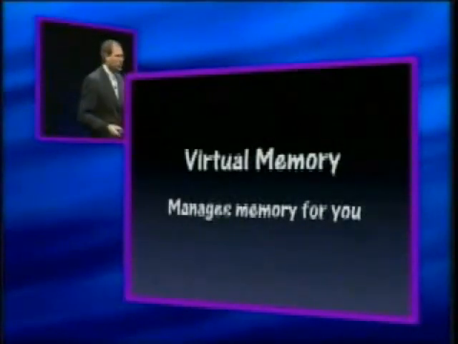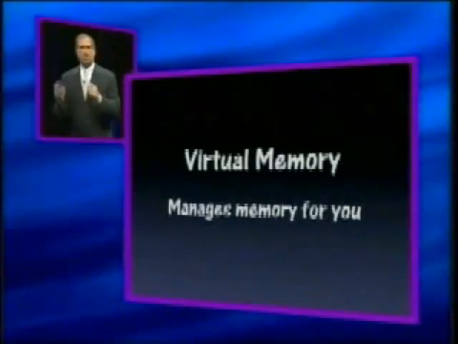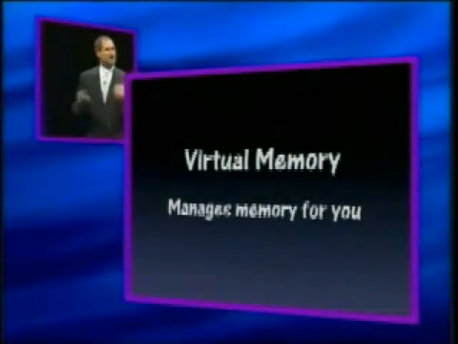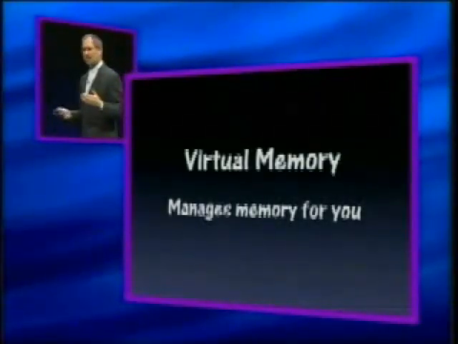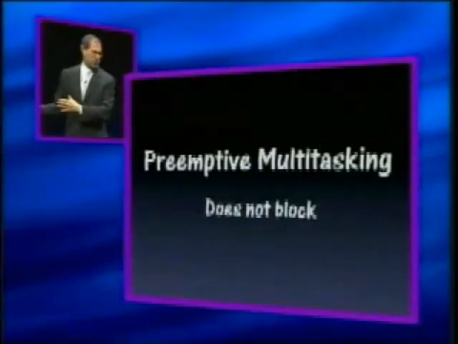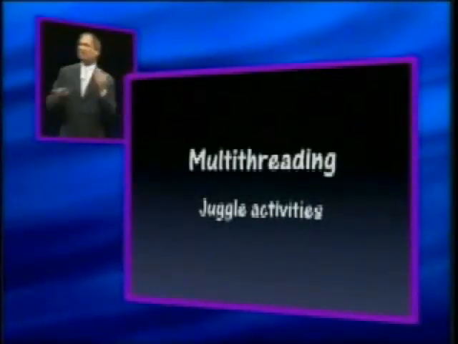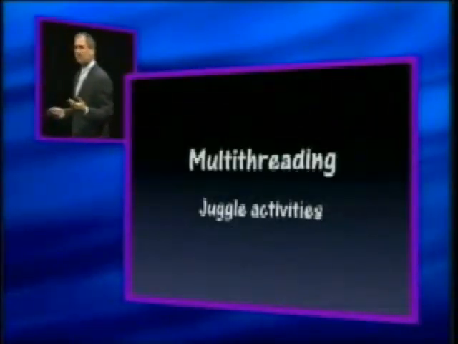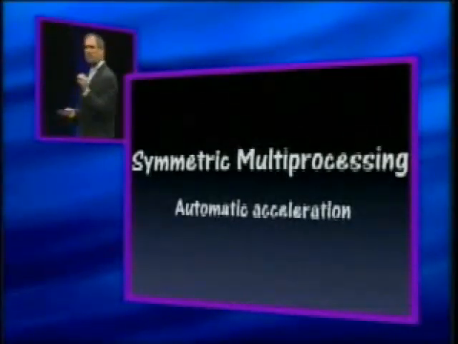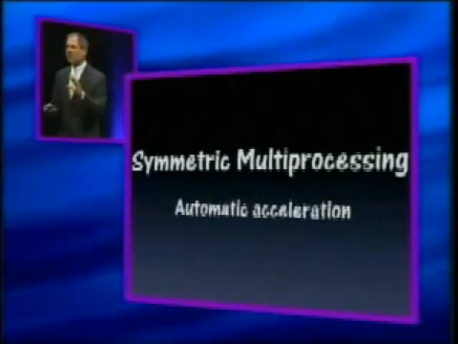Secondly, virtual memory so that the computer manages the memory for you. You don't have to figure out how much memory to allocate to each application. Third, preemptive multitasking, so that one application doesn't block other applications. Next, multi-threading to help you juggle activities even more seamlessly. Next, symmetric multiprocessing, so that you get automatic acceleration when you add that second processor.